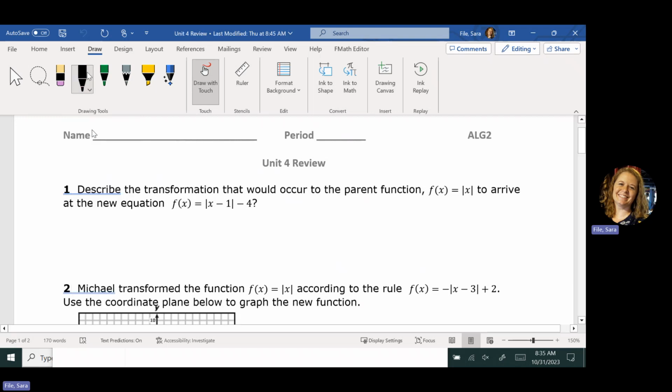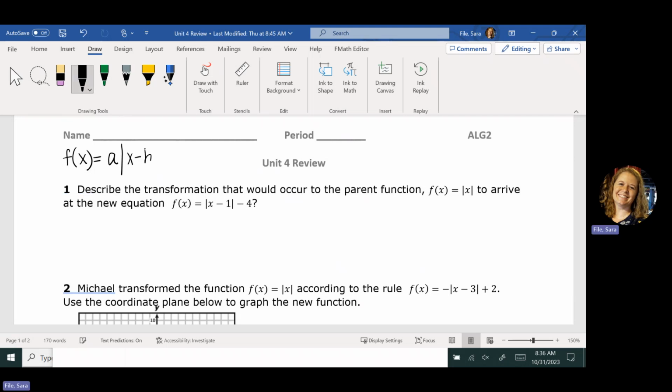What we have to remember is our equation. A is multiplied in front of the absolute value bars. H is subtracted inside, and K is added outside. And we also have to remember what A, H, and K do. It doesn't help us to know where A, H, and K go if we don't know what they are. So you have to remember that HK is your vertex.